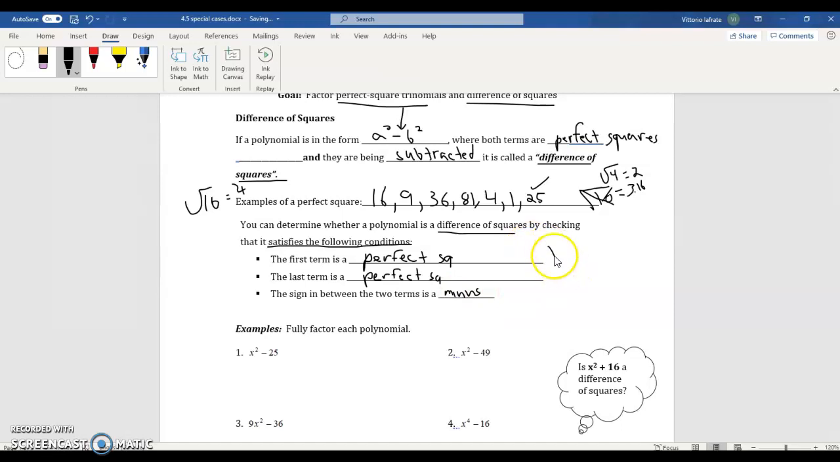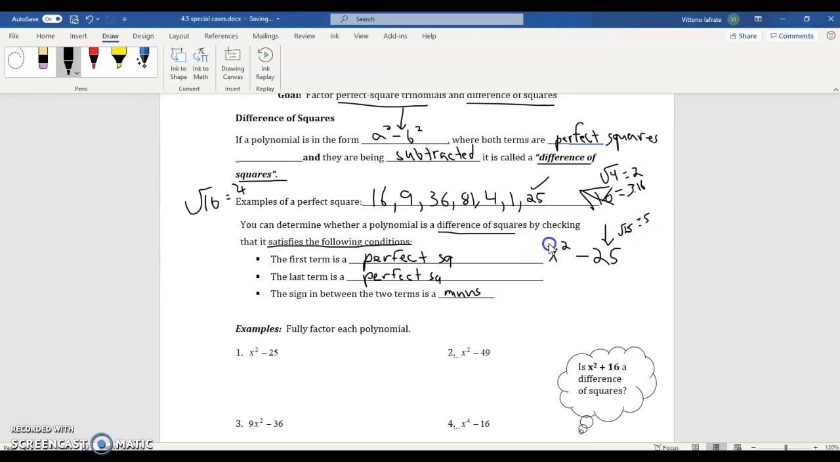So, for example, if I have x squared minus 25, well, this 25 here, if you take the square root, you get 5.